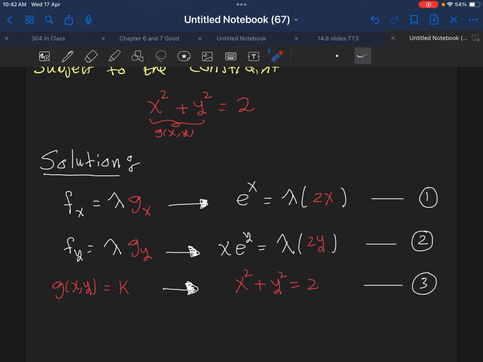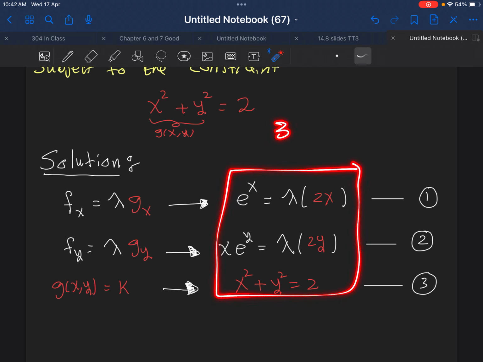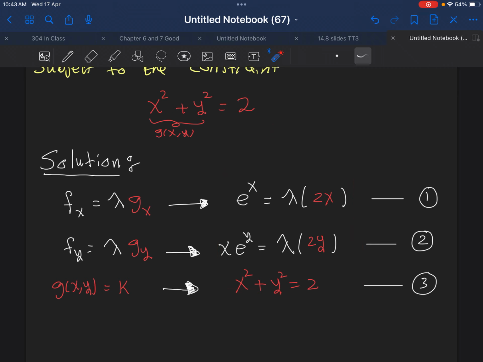Now, we have a system of 3 equations, and we have 3 unknowns. Usually when we have a system like this, things are a little bit easier because we have 3 equations, 3 unknowns. Maybe we can find the value for x, y, and lambda. So we have to play with those 3 equations.